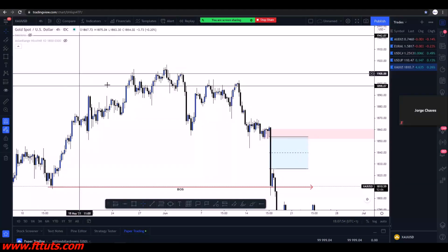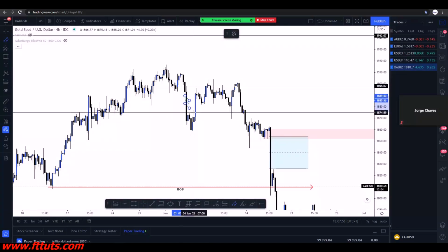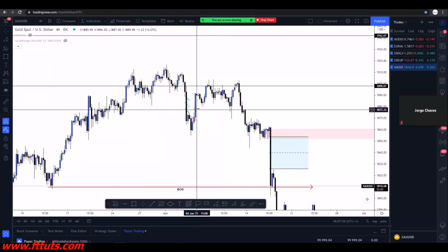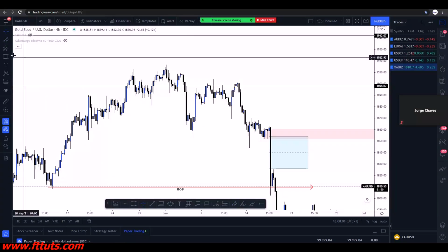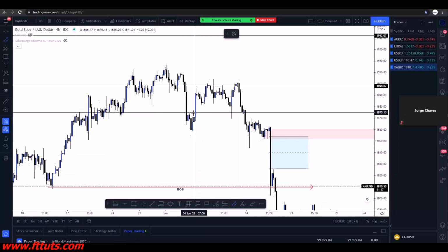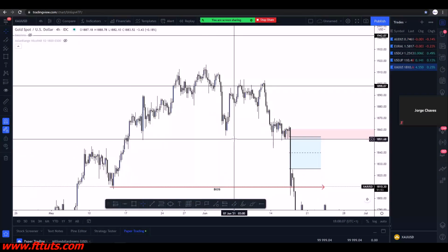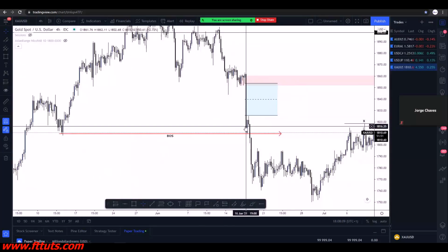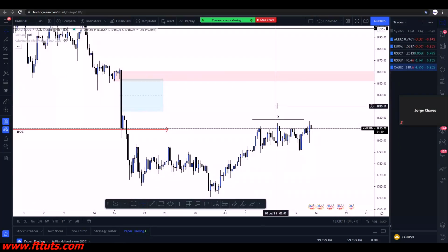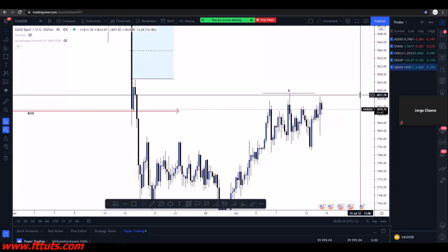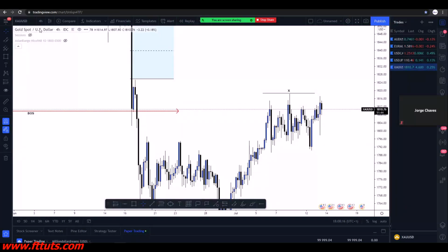Quick example right here. We see this big move towards the downside, and then you can see that the price comes back up to fill it. And then once again, right here, we have another big move towards the upside, and then the price comes back down to fill it. So imbalance gets filled. It's never something where you want to buy at the 50%. That's wrong.